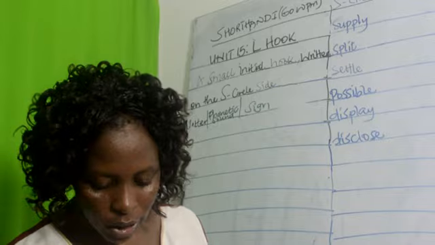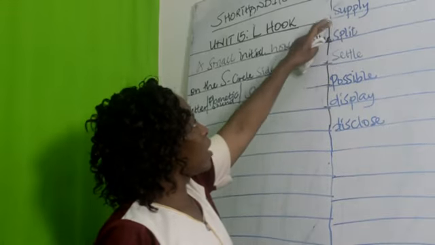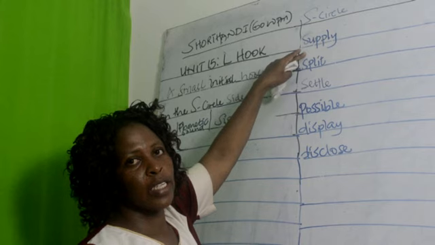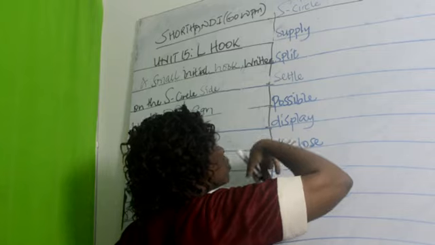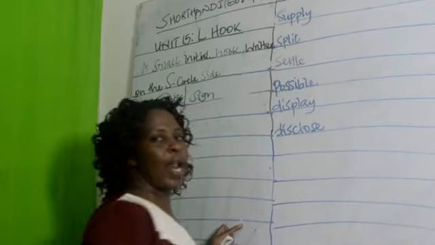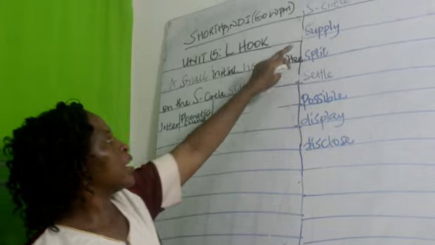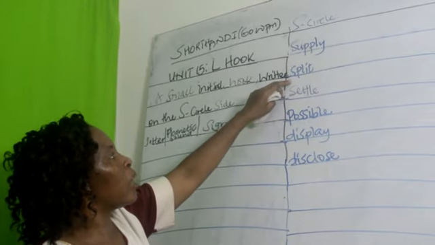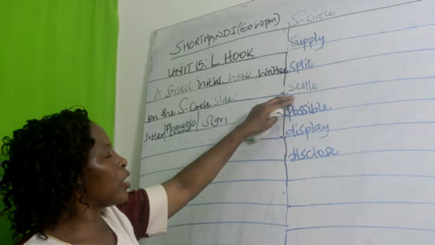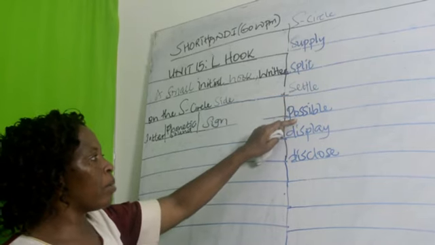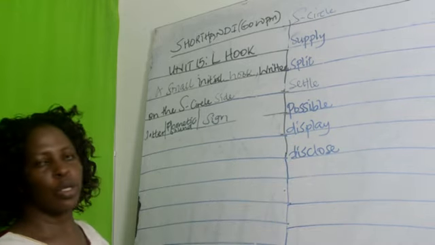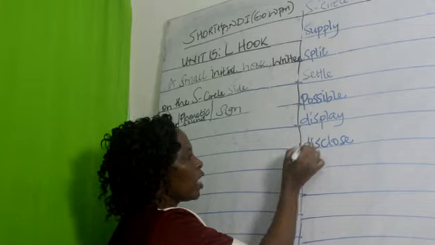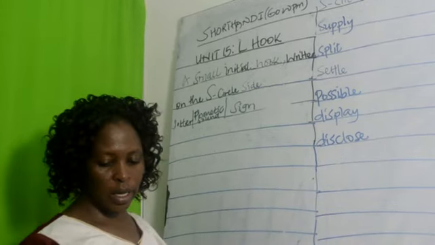This is the case where the word begins with an S circle and then there is an L hook at the same time. So this is how we drill these words. We have the word supply. Pronounce the words supply, split, settle, possible, display, disclose. So these are the examples of words where the S circle is inside the hook.